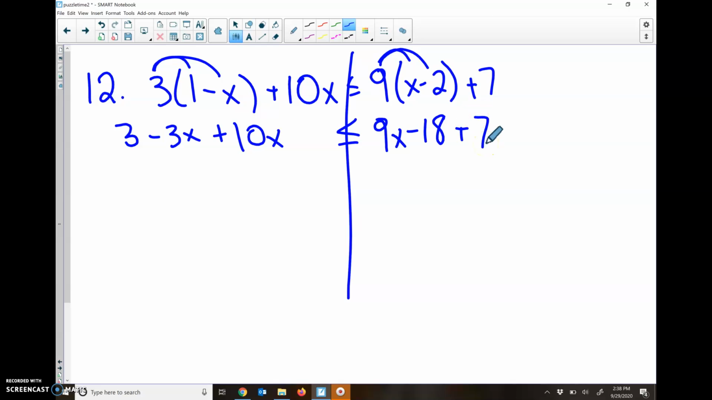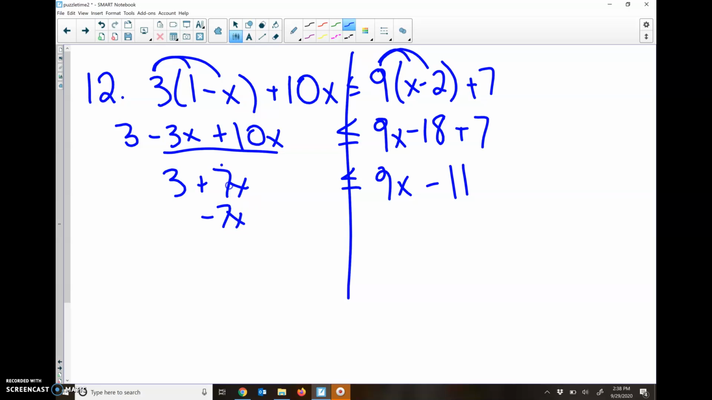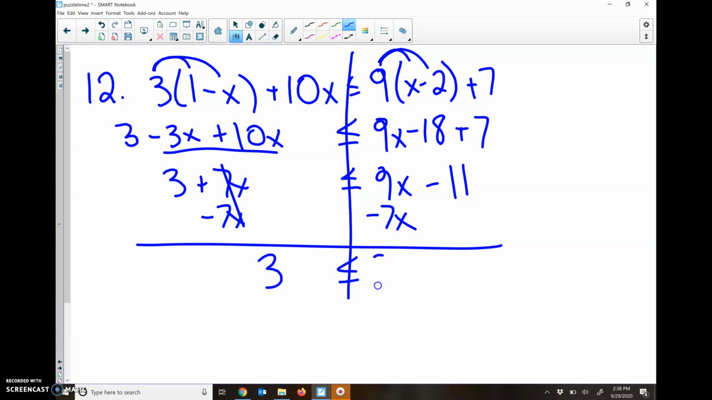So we got things on both sides that we have to combine here. So I got a negative 3x and a positive 10x, which is going to give me a 7x when I combine those two. Over here, I got a negative 18 and a positive 7. And that's going to give me a negative 11 when I combine those two. Okay, next I'm going to get my x's together. So I'm going to subtract 7x from both sides. So I got 3 is less than or equal to 2x minus 11. Add 11 to both sides. 3 plus 11 is 14, is less than or equal to 2x.